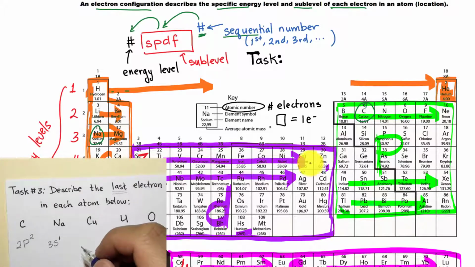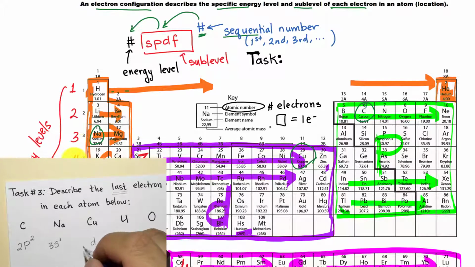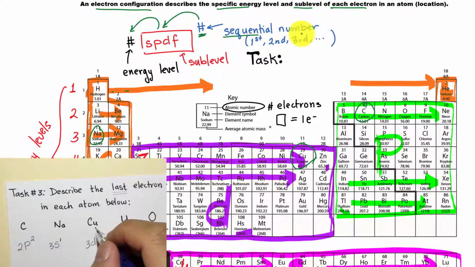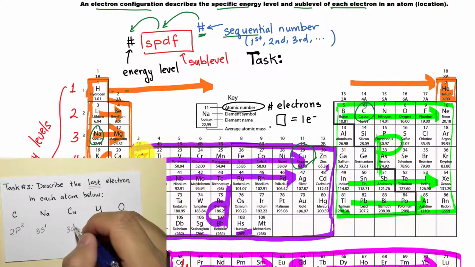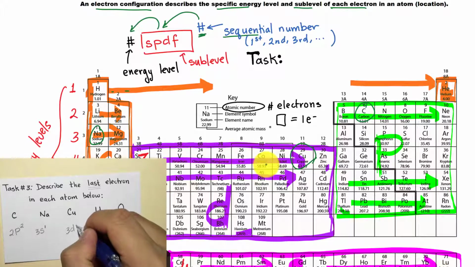What about copper? Copper is right here, okay? And it's in the D sublevel. And in what energy level is it? Right there, it is in energy level 3. Remember, it's 1 less than the S, so that is the third energy level. And what is the sequential order of the last electron? 1, 2, 3, 4, 5, 6, 7, 8, and 9. So this must be the 9th electron in the D sublevel.